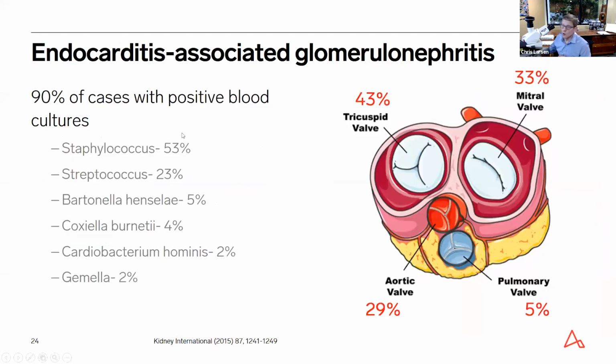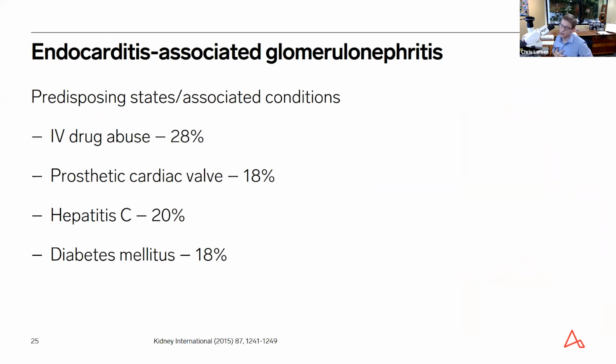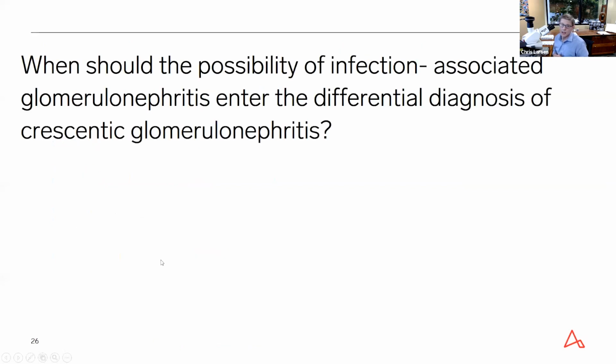As far as the organisms involved, staph is most common. You can see a list of several others here, and it most commonly involves the tricuspid valve. There are some conditions that were associated with endocarditis-associated GN in our series. Probably the IV drug abuse and Hep C go hand in hand, but also, not surprisingly, patients with prosthetic cardiac valves and also patients with diabetes. So, we don't want to unnecessarily raise false alarms of infection every time we see a patient with crescentic glomerulonephritis.